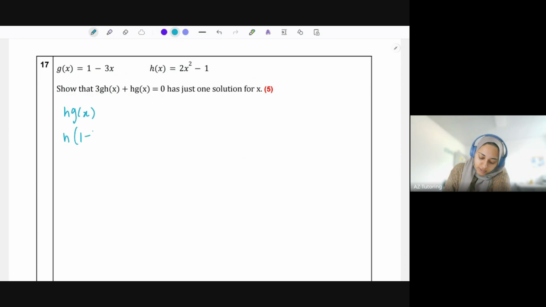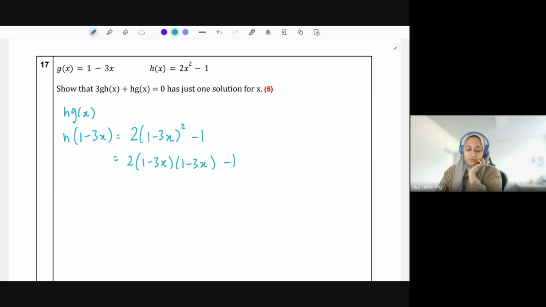G of x is 1 minus 3x. So substituting this into h of x, I get 2 times 1 minus 3x squared minus 1, which is 2 times 1 minus 3x times 1 minus 3x minus 1. Let me just double check I've done that right. H g of x, substituting g of x into h, plugging that in.